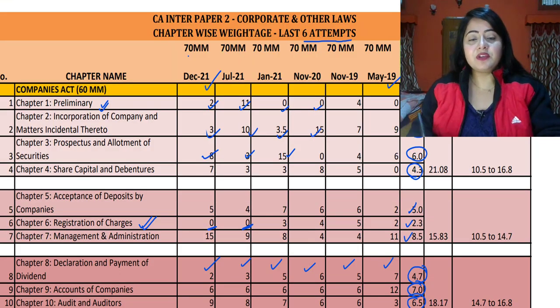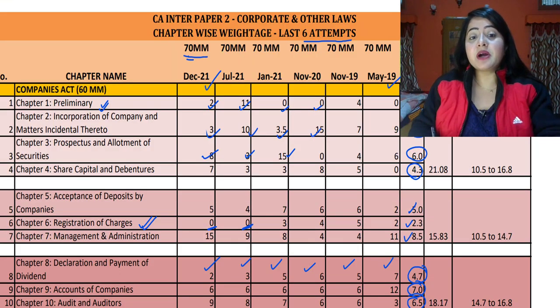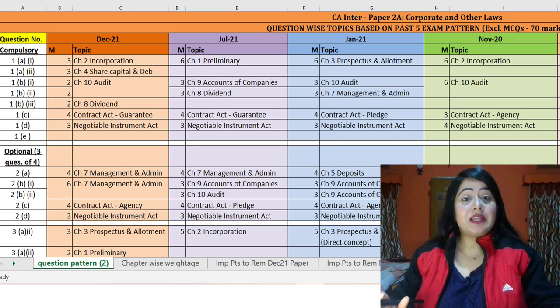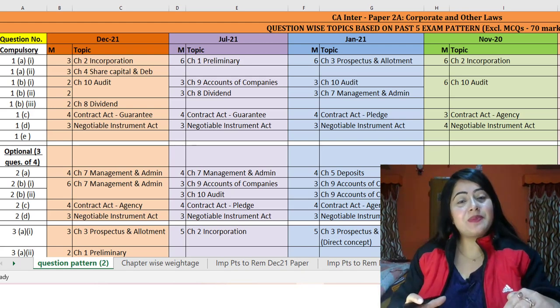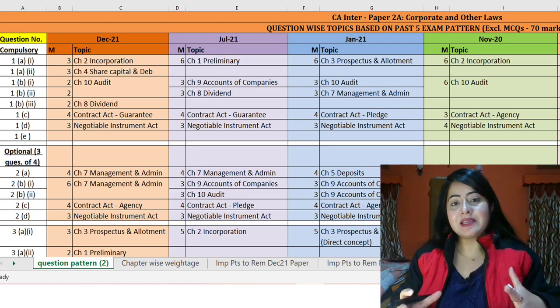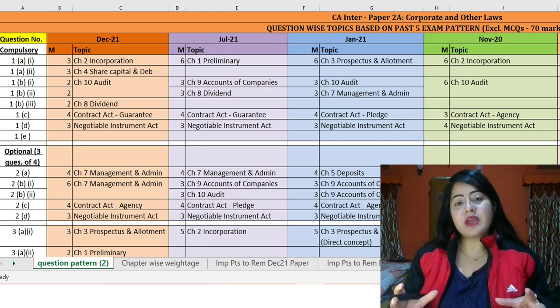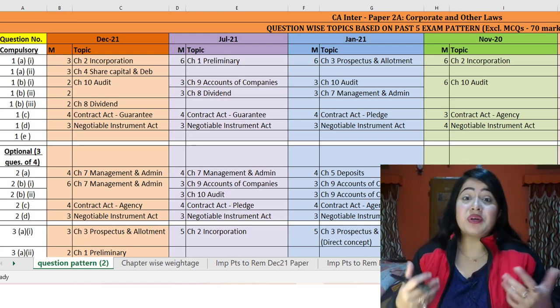So the analysis that we are doing is the analysis of the 70-mark theory paper. The MCQ paper is not available for us to analyze, so here we are simply analyzing the 70-mark theory paper. Now we have understood the weightage of different chapters for the examination. Now let's dive deeper into every single paper of the last 6 attempts and see in which question which chapters are asked. This is basically going to help you in making a strategy for the examination, which questions you want to attempt first.